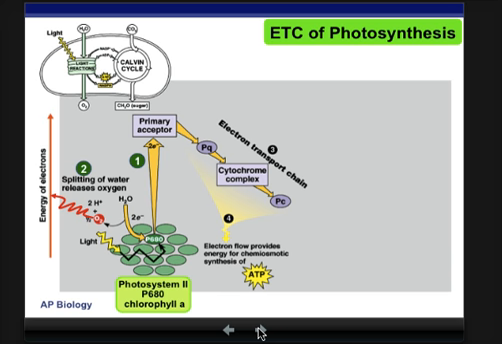Okay. All right, so now, we did all this part. We've got our primary acceptor, PQ, the cytochrome complex, and PC. And the electron flow provides energy for chemiosmotic synthesis of ATP that we just talked about. So this is the electron transport chain part, and electrons are moving from a higher energy state to a lower energy state, and when that happens, we get to give off some ATP.